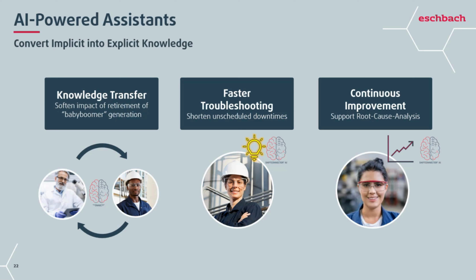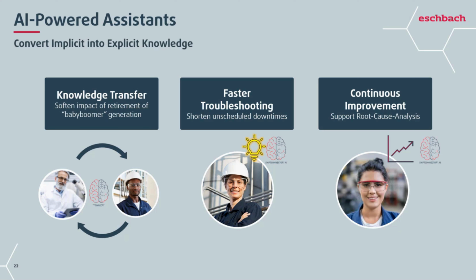AI is also super powerful for knowledge transfer. We talked about people leaving for retirement, but also in general, people leaving and taking their knowledge with them. And AI can help you to keep this knowledge preserved in your plant. And then it can help you in your continuous improvement process. For example, it can support your root cause analysis. Faster troubleshooting, better continuous improvement. This is what makes our life easier.